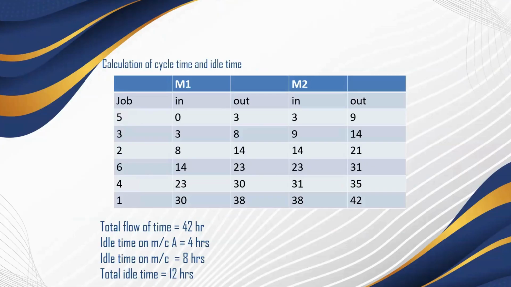So the total flow time is 42. The idle time of machine A is 4, and for machine B is 8 hours, and the total idle time is 12. The 12 is the difference between the total out times of machine 1 and machine 2.